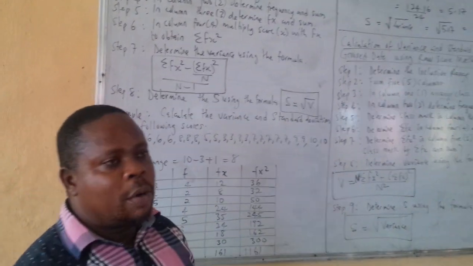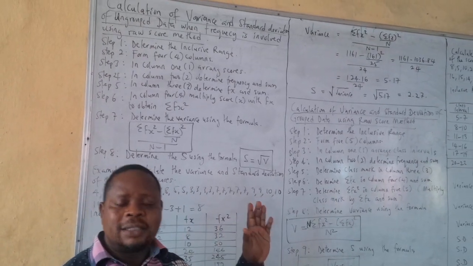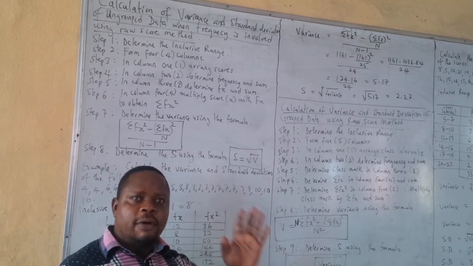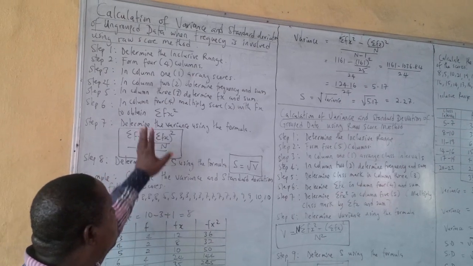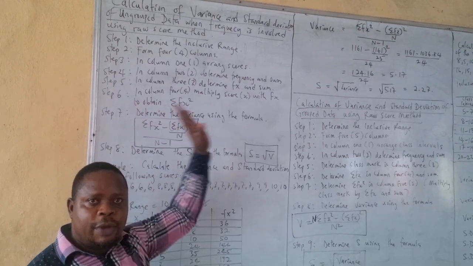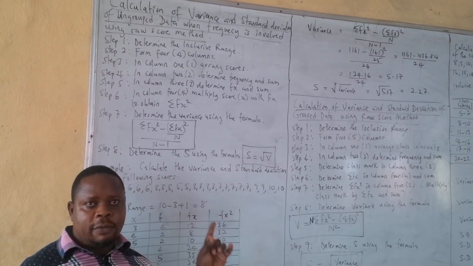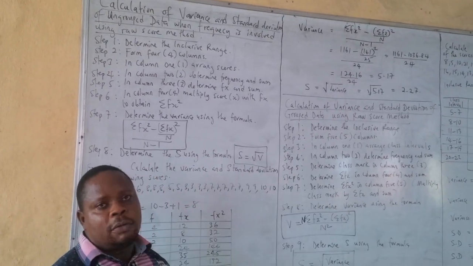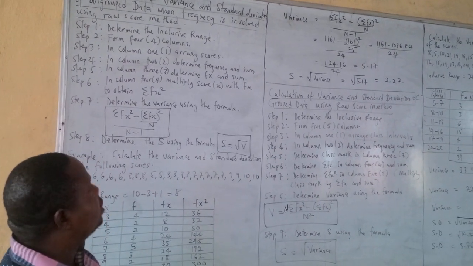Okay, last time we talked about how to calculate variance and standard deviation of ungrouped data that does not involve frequency. That was what we did last time. Now we're going to look at how to calculate variance and standard deviation of ungrouped data involving frequency. Thereafter, we're going to also look at how to calculate variance and standard deviation of grouped data.